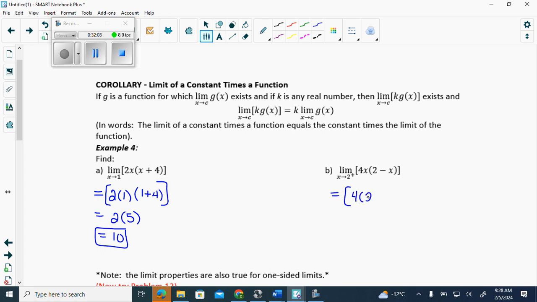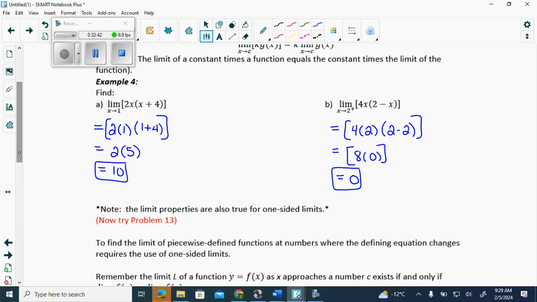So we get 4 times 2, 2 minus 2. So I get 8 times 0, which is 0. Now some people will say, well, that's a problem. It's not a problem unless you're dividing by 0. Am I dividing by 0? No. This means at this graph, 4x times 2x minus 2 minus x, which is the same as 8x minus 4x squared, which is a quadratic. At 2, I have 0. So from the right, it's going to approach 0. Okay? Note, the limit properties are also true for one-sided limits.